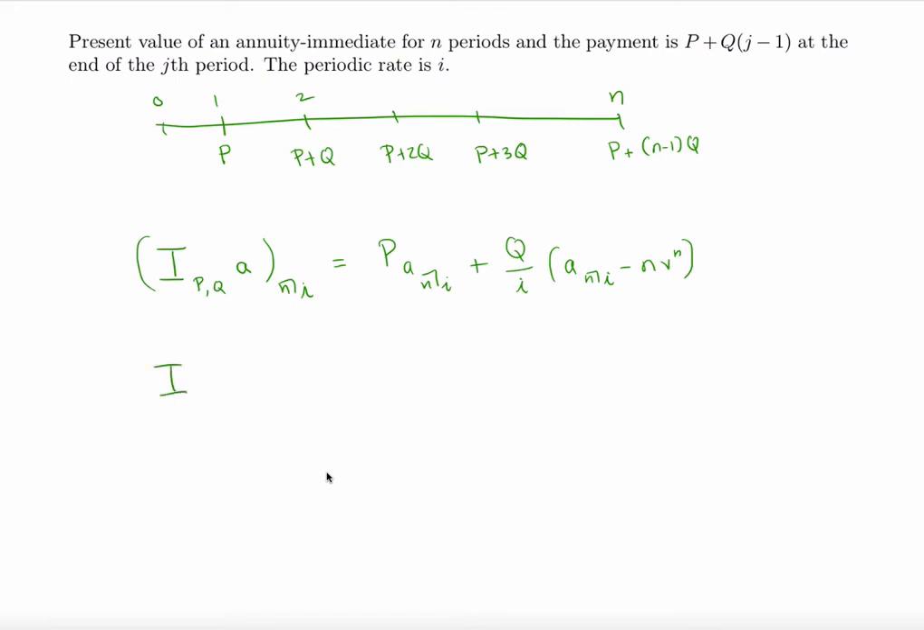And just so we have it, let's do it for a perpetuity also. It's P over i plus Q over i squared.